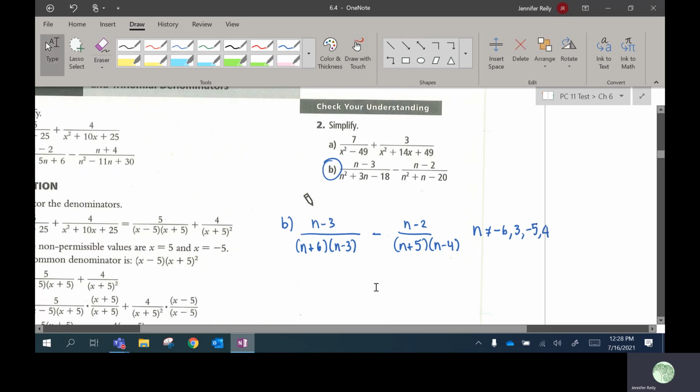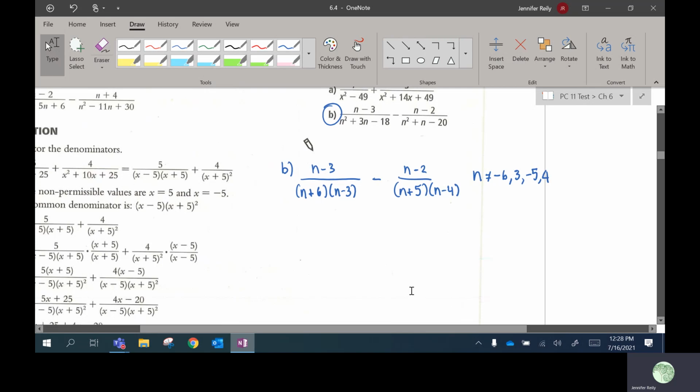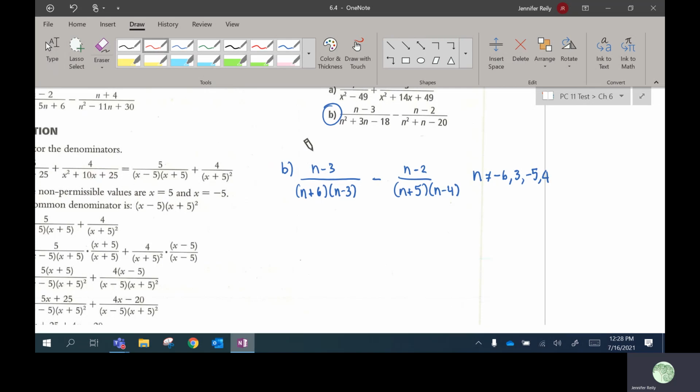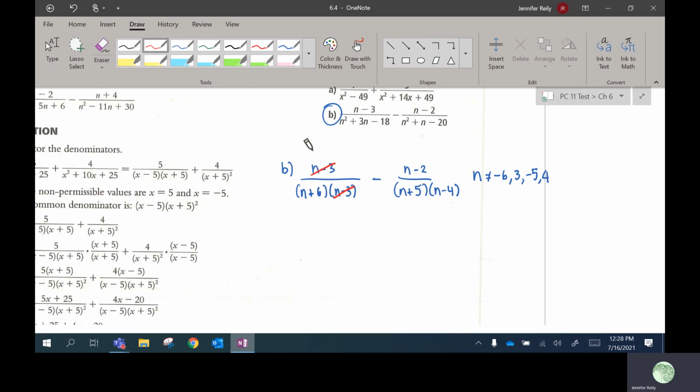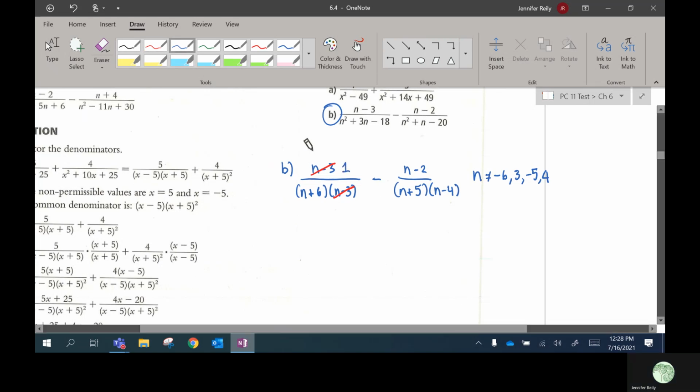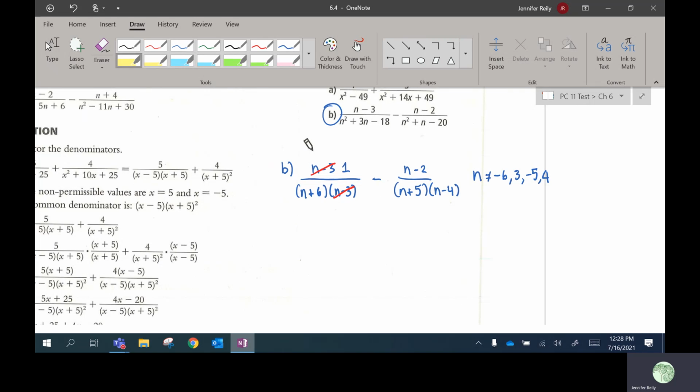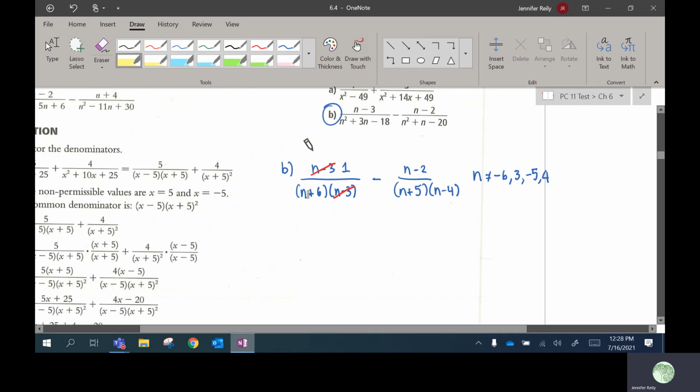Okay, so now what we want to do here is make our life as easy as possible. In this first fraction, you might notice that there is an n minus 3 factor in both the numerator and the denominator. We can go ahead and cancel that out, and so we don't have to do too much work when we're making a common denominator. Okay, so in the denominators now, I've got 3 different factors. They're all different. So to make them identical, I'm just going to have to multiply by what's missing.